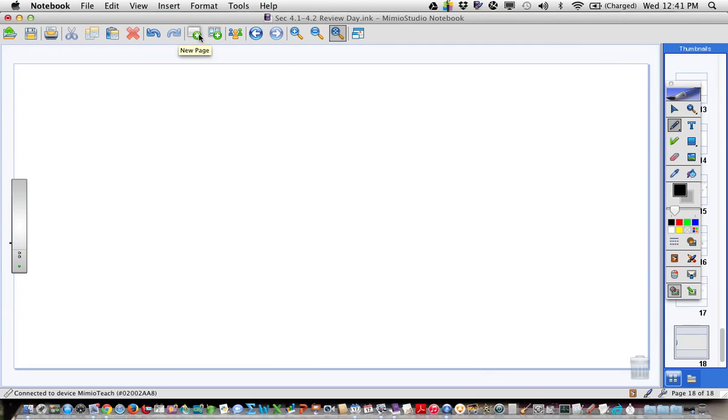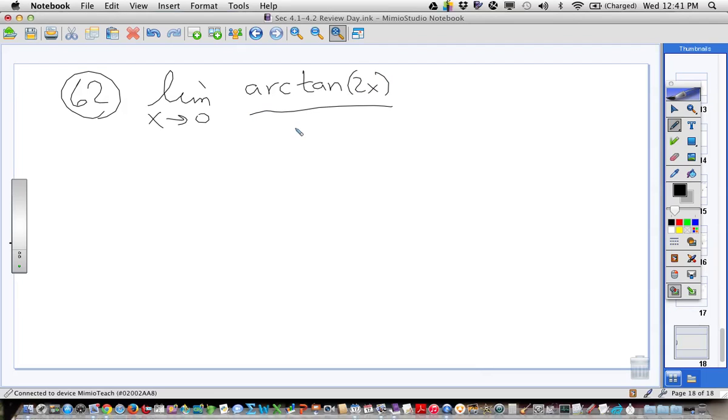What else? We did one in the other class that had arctangent in it. Anybody do that one? I thought that was a good one to have to think about. Number 62. Let's do that one. Limit as x approaches 0. Was it just arctan x or arctan 2x over sine 3x?